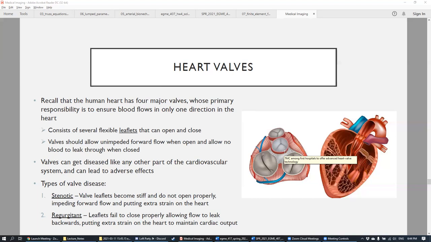That's a bad thing, because it increases the amount of work that your heart has to do. Your heart relies on the fact that every time it pumps, all the blood leaves your heart and goes to the rest of your body. But if you have a leaky valve, your heart can pump and some of the blood will leak back into the opposite chamber. So your heart is working at less than 100% efficiency, which is not a good thing.